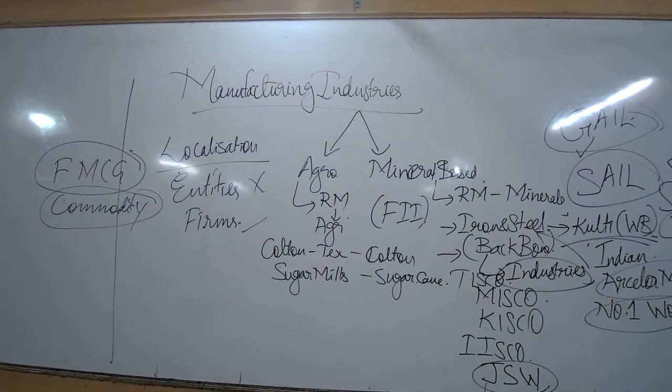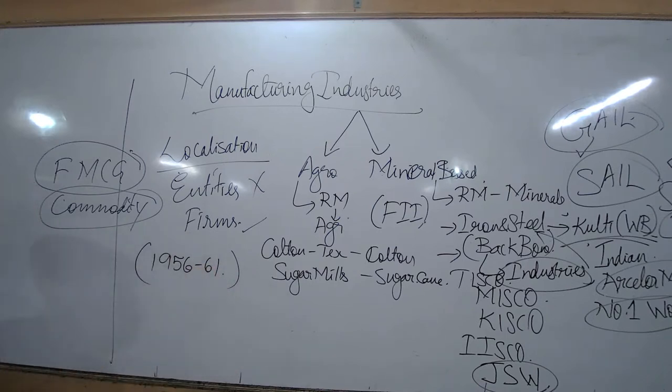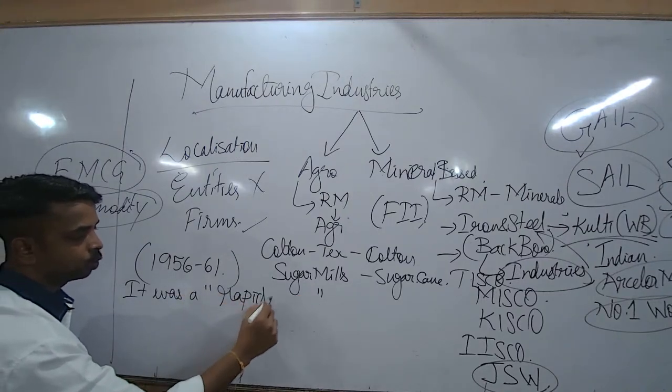Second point, second line. Industrialization in India. It's a new point. Industrialization in India began with second 5-year plan. Underline the word second 5-year plan and inside the bracket write the duration, 1956 to 61. Second 5-year plan ka duration hai. It was a, put it into double inverted comma, rapid industrialization plan.